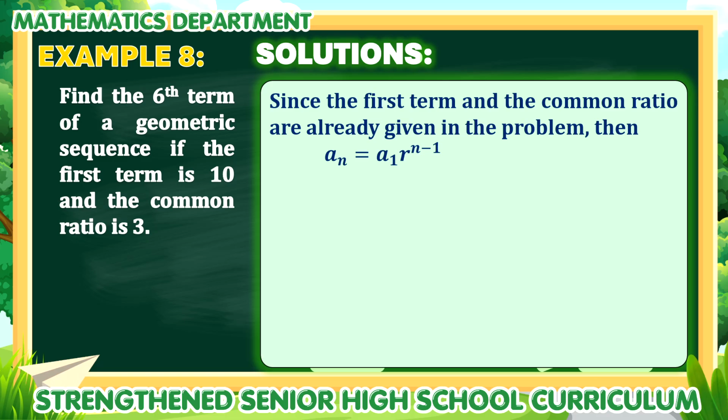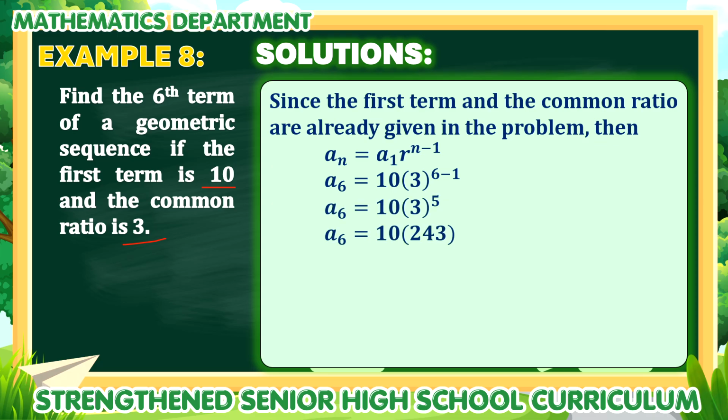So again, from the problem, we're looking for the 6th term, so that would be a sub 6 is equal to our first term, which is 10, times our common ratio, which is 3, so we have 10 times 3 raised to 6 minus 1. So 6 minus 1 in our exponent, that's equivalent to 5. And 3 raised to 5, that's equivalent to 243. Multiplying it by 10, that gives us 2,430. So meaning to say, the 6th term of the given sequence is 2,430.